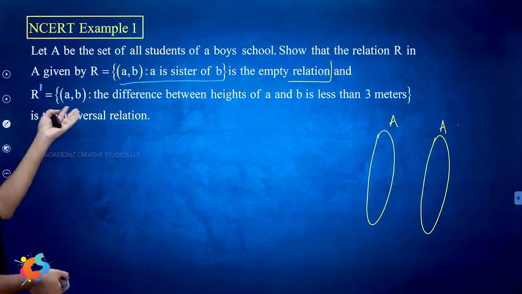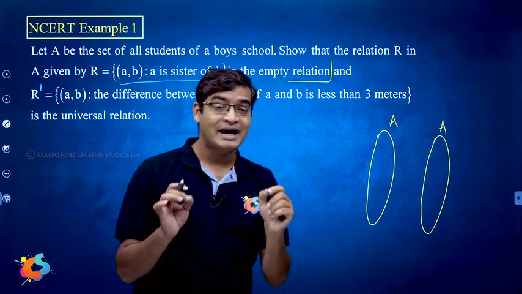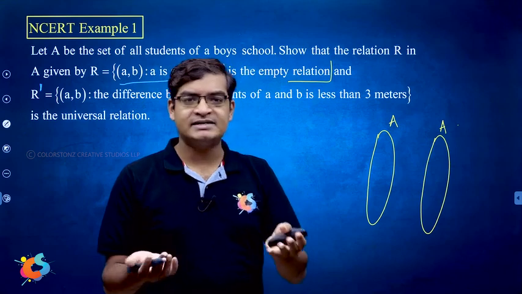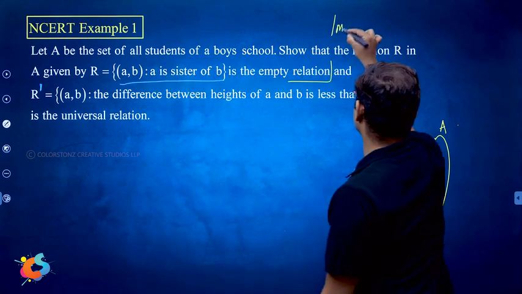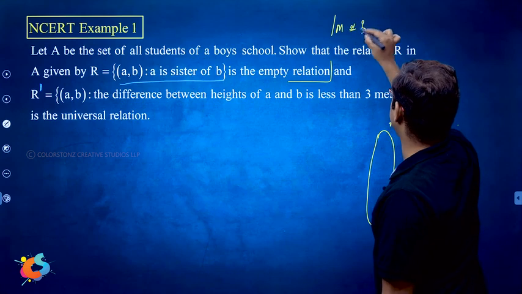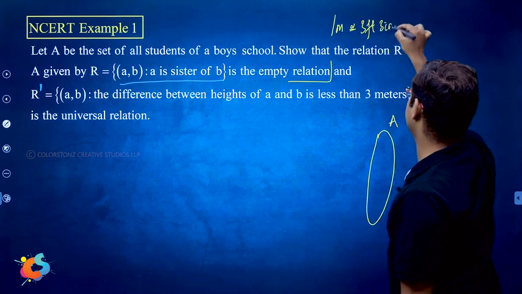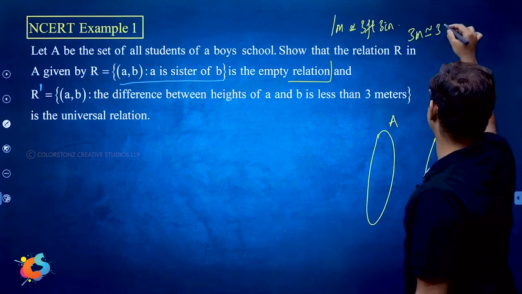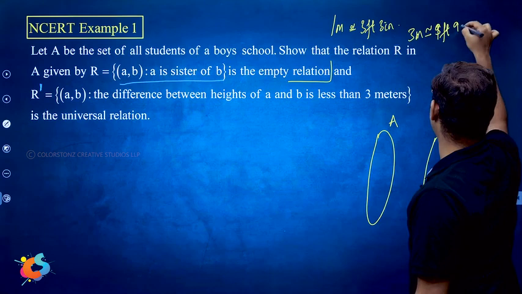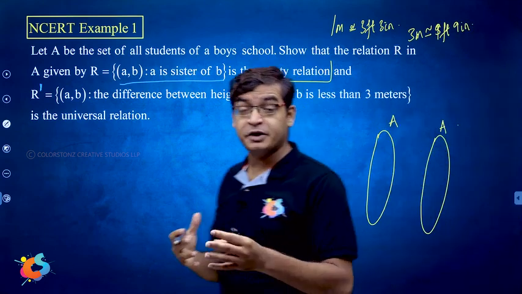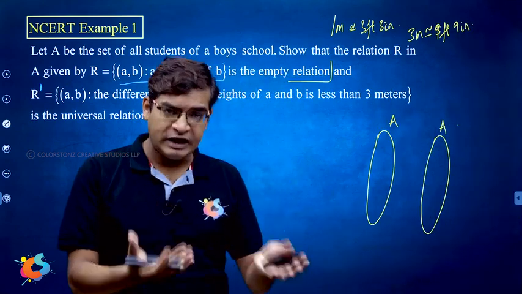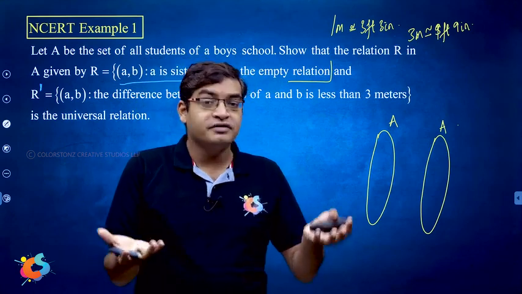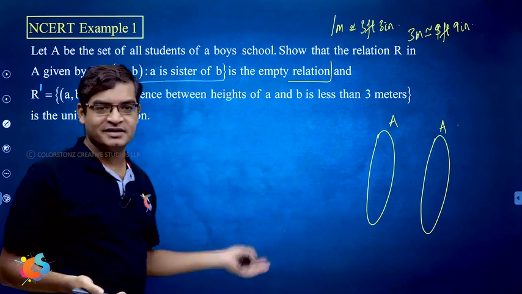Next, R dash, that is also very easy. The difference between the heights should be less than 3 meters. So it will anyway be less than 3 meters. See, 1 meter is approximately equal to 3 feet and 3 inches. So 3 meters means 9 feet, 9 inches. So the difference between two heights of any humans will be less than 9 feet 9 inches, isn't it? So therefore, this will be a universal relation.